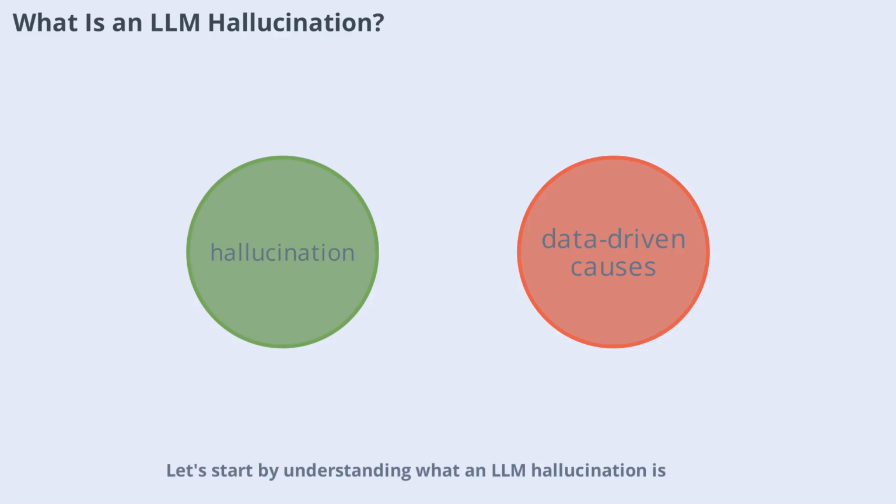Let's start by understanding what an LLM hallucination is. Imagine you ask an AI a question and it responds with a confident, perfectly written answer, but the information is actually wrong or unsupported by real-world facts. This is what we call a hallucination in large language models.